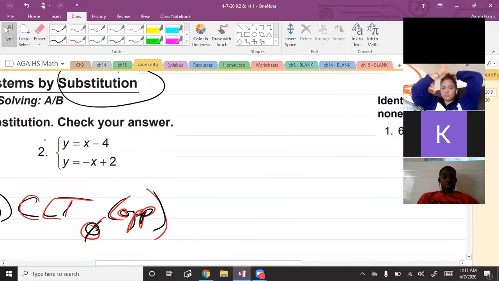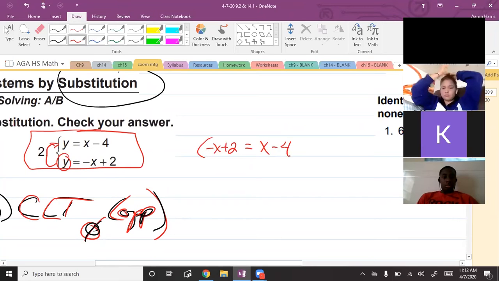So now, here's the second problem. It says y is equal to x minus 4 and y is equal to negative x plus 2. Now let's take this y and substitute it into the first one. It really doesn't matter how you do it. You're able to just sit there and substitute them in. So I'm going to substitute in negative x plus 2 is equal to x minus 4.